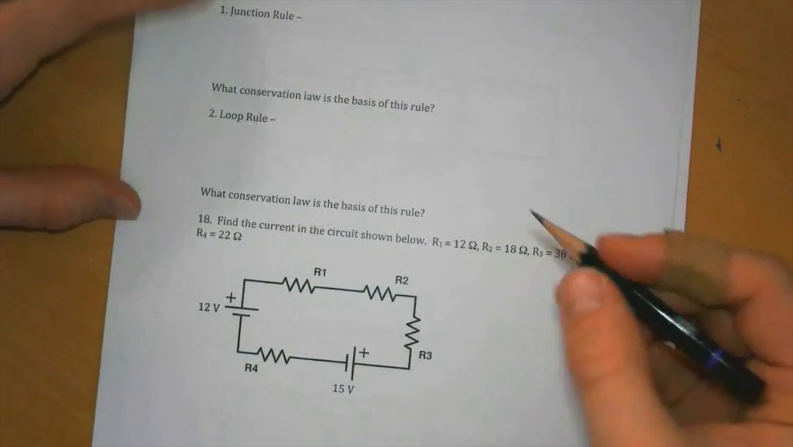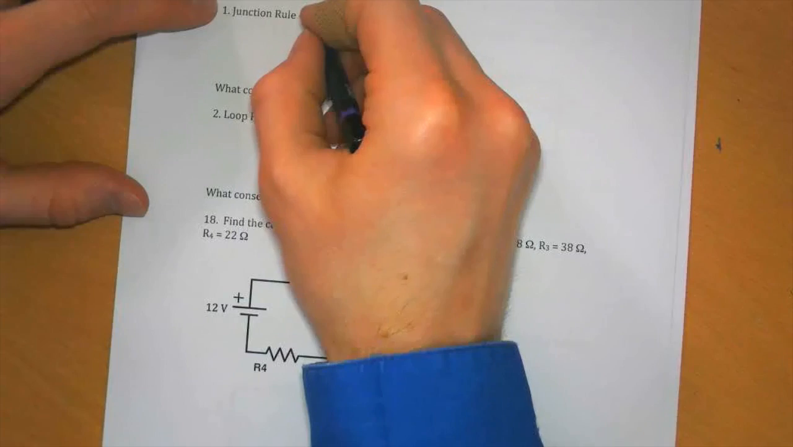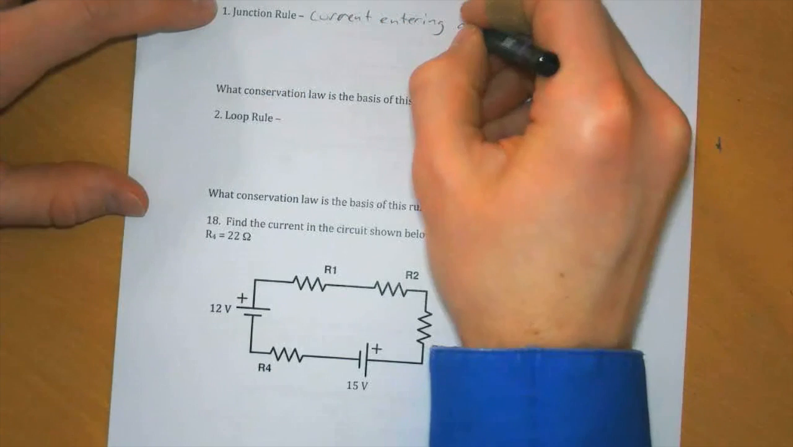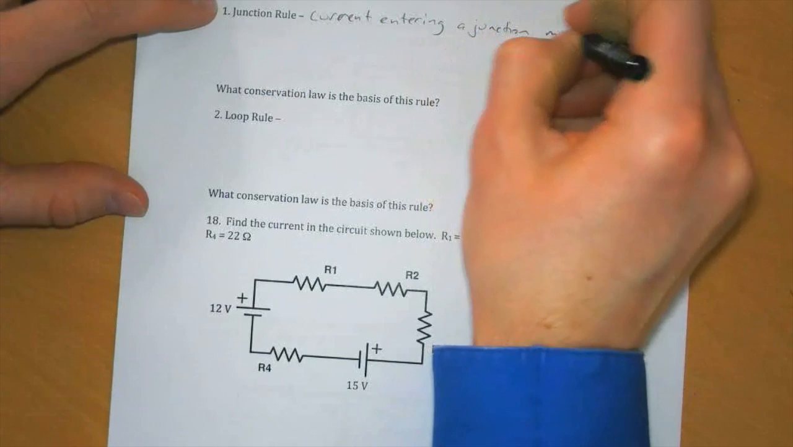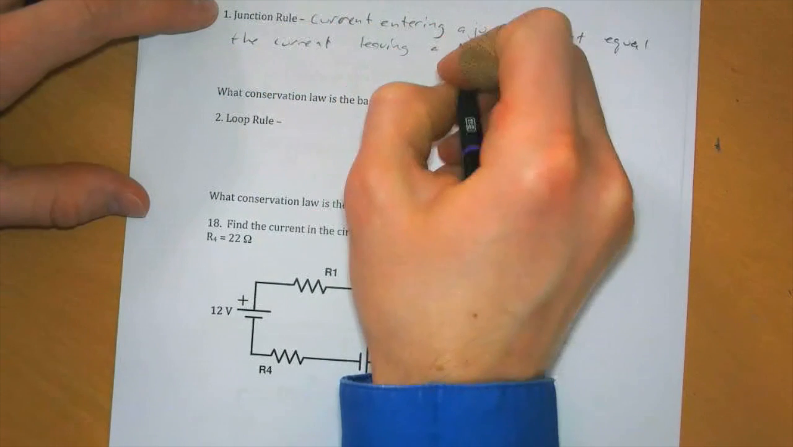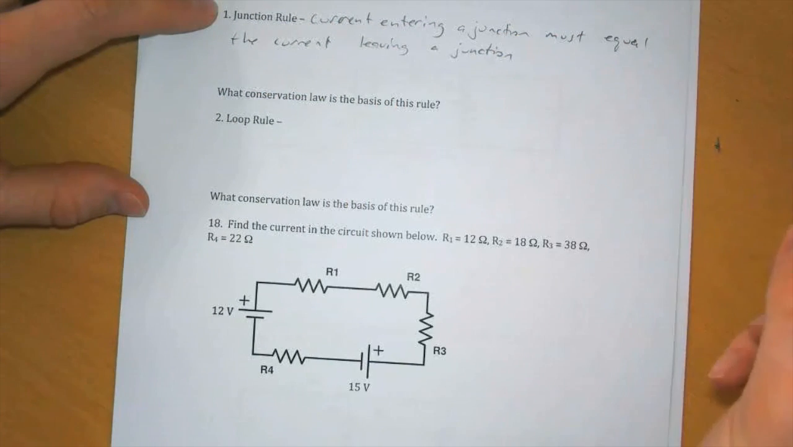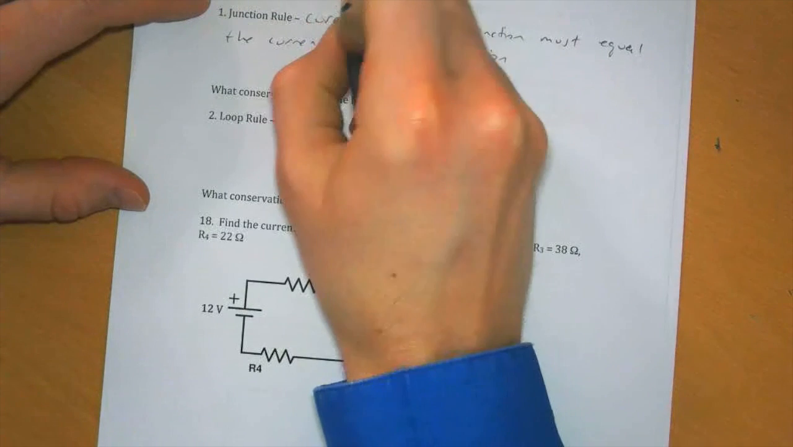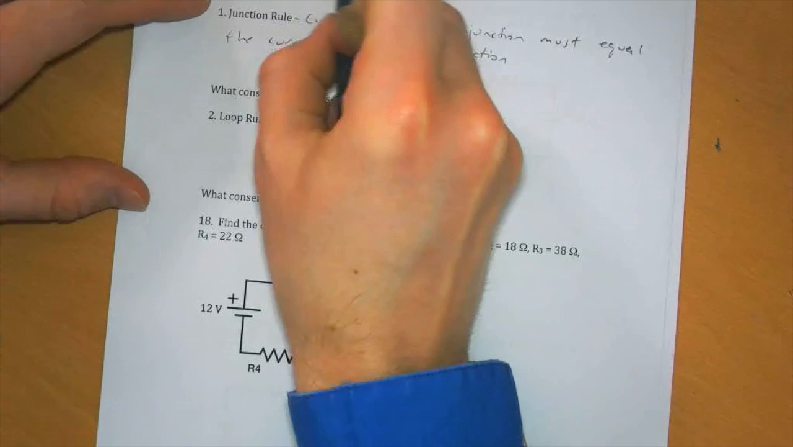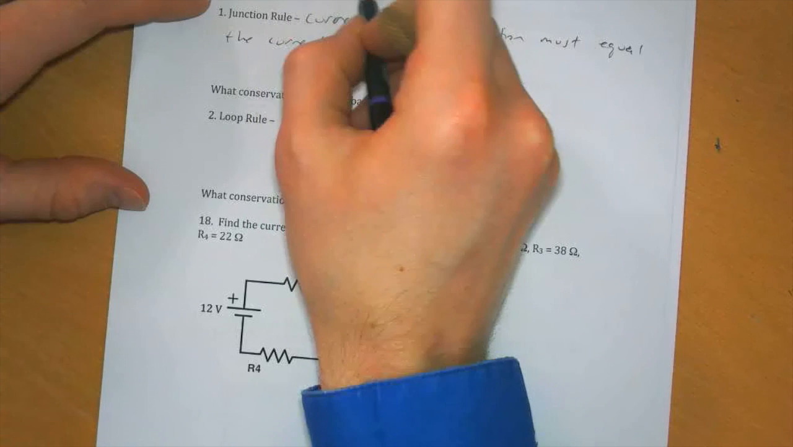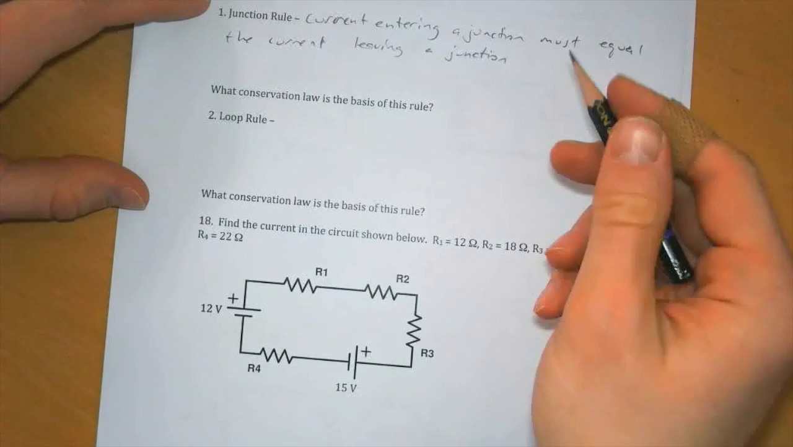The junction rule says that the current entering a junction, I already alluded to this, the current entering a junction must equal the current leaving a junction. So if you've got a circuit, and I'm not going to draw a full circuit diagram, but say you've got a circuit that branches off like this. Well, if there's current coming this way, this current has to be equal to the sum of the currents coming out of that junction point, that splitting point.